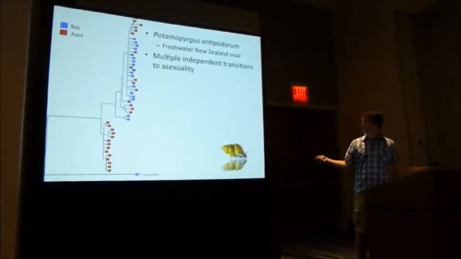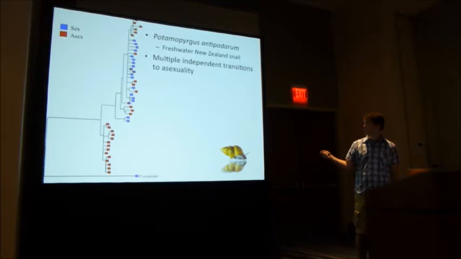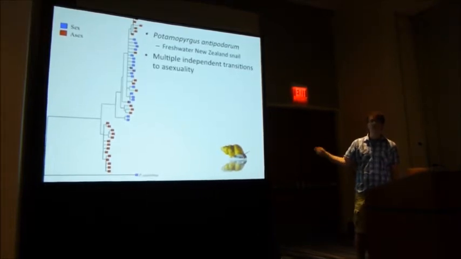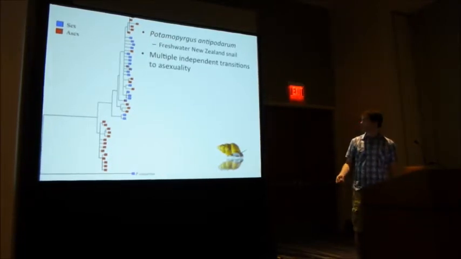So this is a phylogenetic tree of the species. Blue are sexual lineages, and red are asexual lineages. And this color scheme of the blue and red I'm going to keep throughout the presentation.